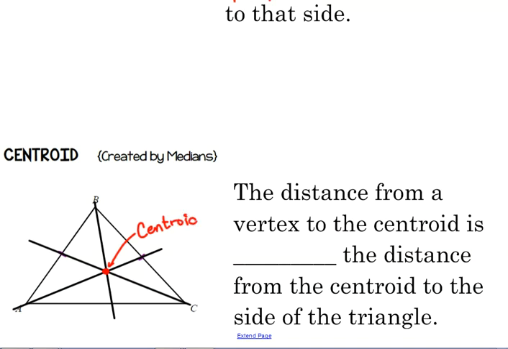There's the centroid. Still in a different place, just not quite as close to that side AC. Mistake. Well, that's why there are rulers.